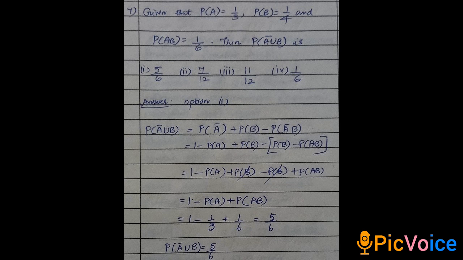So here you have to find the value of probability of A bar union B, which is nothing but probability of A bar plus probability of B minus probability of A bar B. So again, you know probability of A bar is nothing but 1 minus probability of A. Then plus probability of B minus, here you have to substitute the value for probability of A bar B, which is nothing but probability of B minus probability of AB. So after simplifying and substituting the values given in the question, you will be getting the value of probability of A bar union B as 5 by 6, which is option 1.